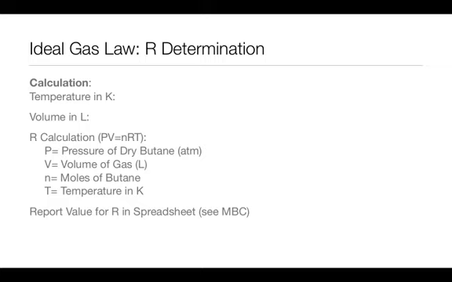Once you have that R value calculated, and hopefully it's around 0.08, due to how we're conducting the experiment, there is going to be some variation, but hopefully it's not too far off from that. I want you to go and report that R value in a spreadsheet that I will have up on my Big Campus.